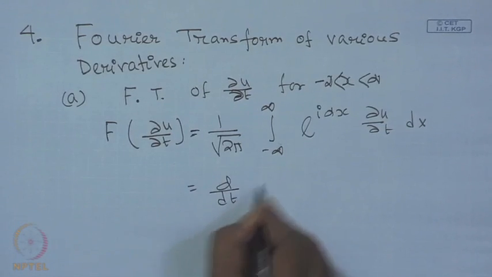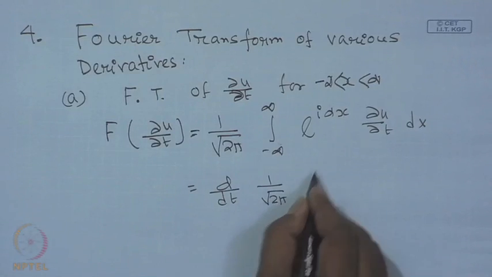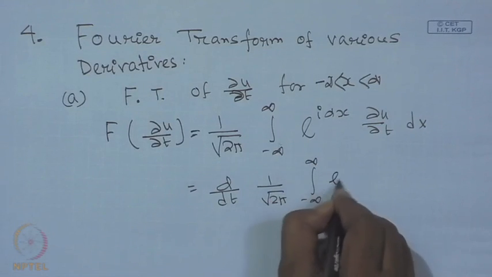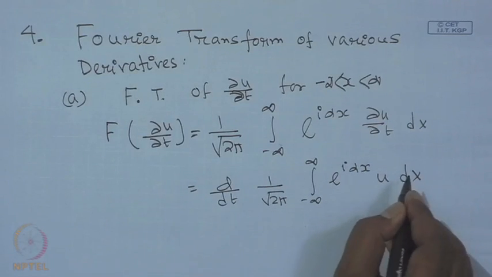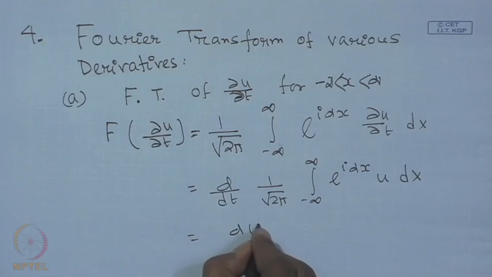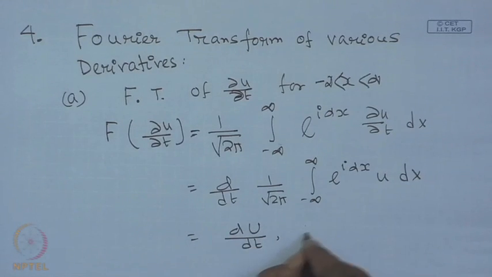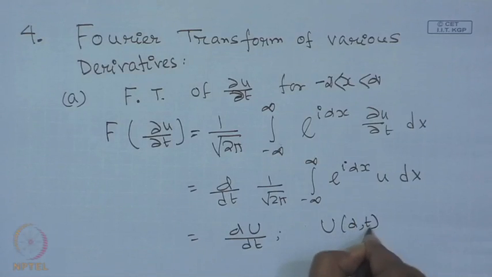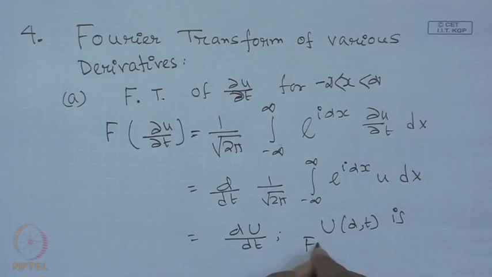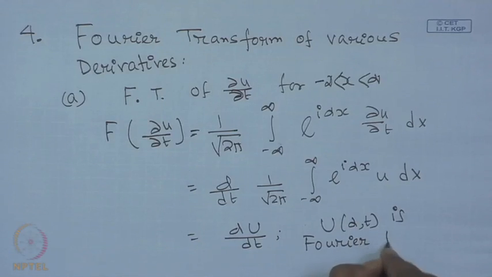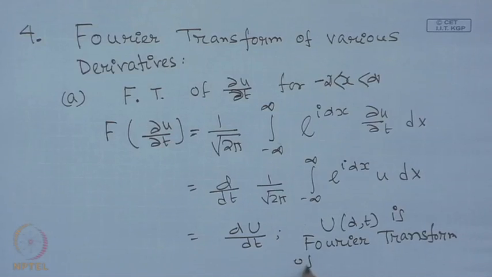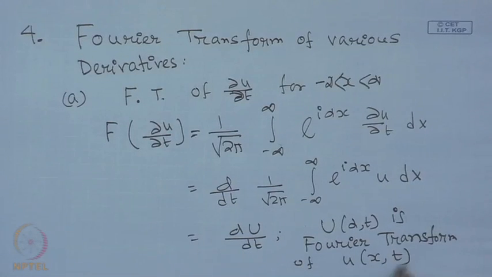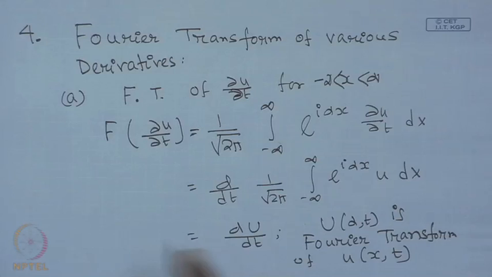So, this will be d/dt of 1 over root 2 pi, integral from minus infinity to plus infinity of e to the power i alpha x u dx. So, this becomes dU/dt, where U(alpha, t) is the Fourier transform of u as a function of x and t. So, that is the Fourier transform of the derivative del u del t.